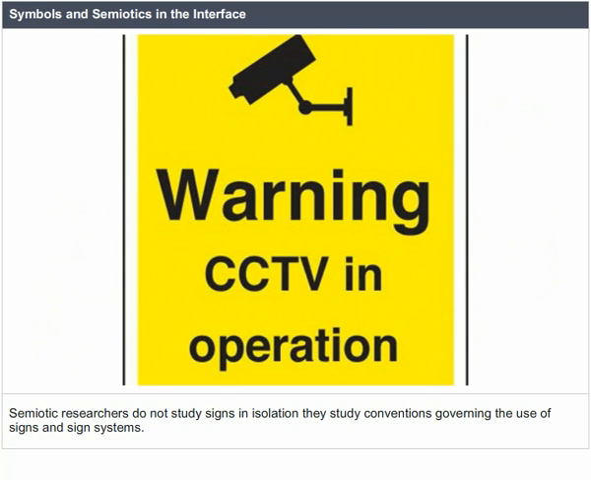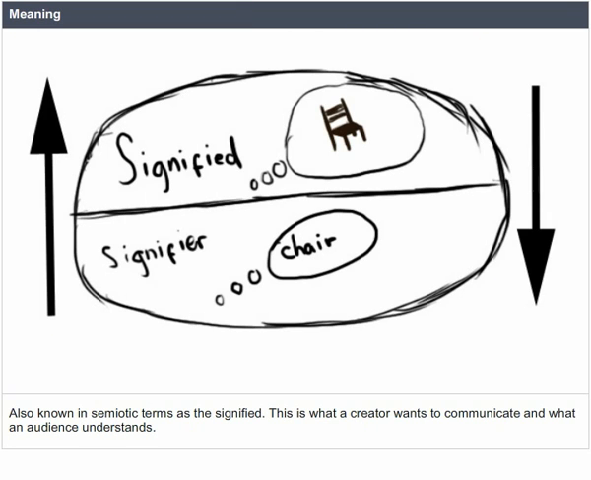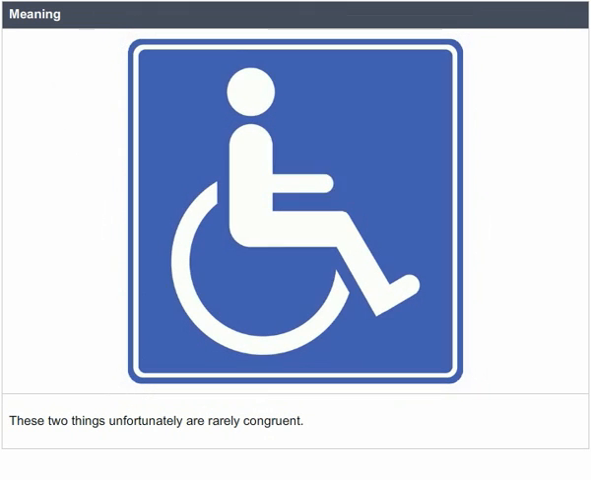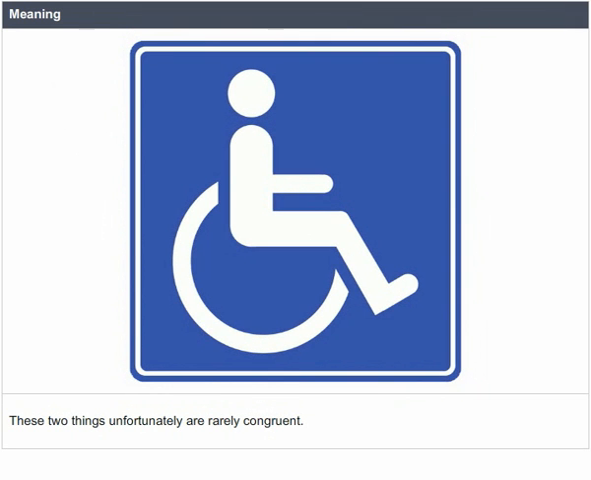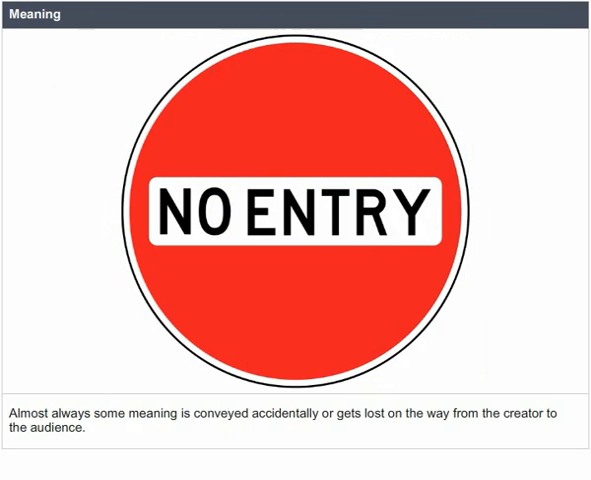Meaning, also known in semiotic terms as the signified. This is what a creator wants to communicate and what an audience understands. These two things unfortunately are rarely congruent. Almost always some meaning is conveyed accidentally or gets lost on the way from the creator to the audience.